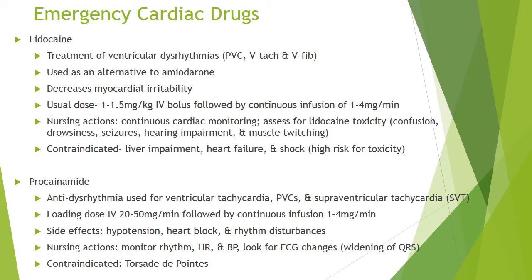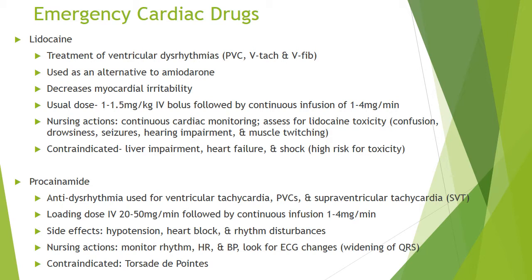Lidocaine is used to treat ventricular dysrhythmias such as VTach, VFib, and frequent PVCs. Remember, PVCs are premature ventricular contractions. It may also be used as an alternate to amiodarone because it decreases myocardial irritability. A usual dose is 1 to 1.5 milligrams per kilo IV bolus, followed by a continuous infusion of 1 to 4 milligrams a minute. We want to make sure that we have continuous cardiac monitoring, and we want to assess for signs of lidocaine toxicity.